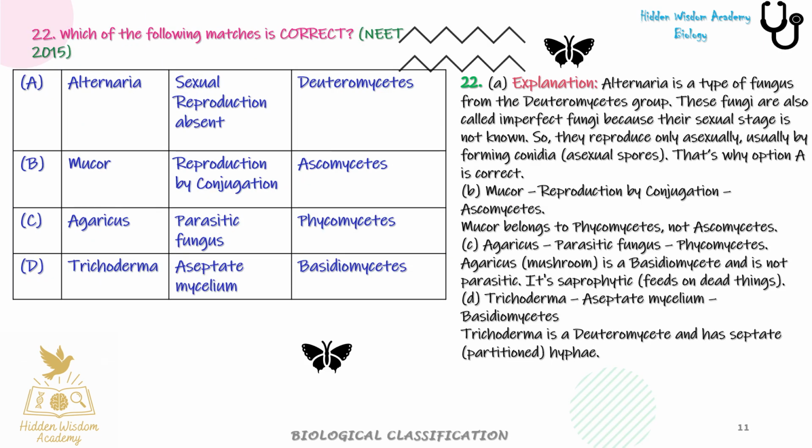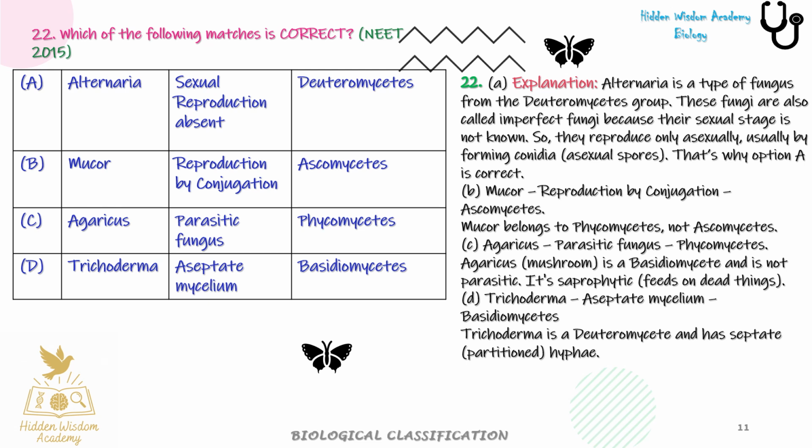22. Which of the following matches is correct? This is a PYQ. Option A. Alternaria. Sexual reproduction absent. Deuteromycetes. Option B. Mucor. Reproduction by conjugation. Ascomycetes. Option C. Agaricus. Parasitic fungus. Phycomycetes. Option D. Trichoderma. Aseptate mycelium.